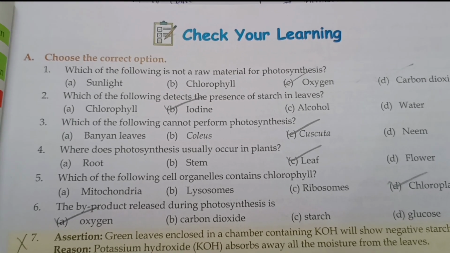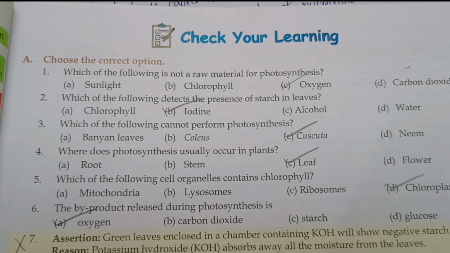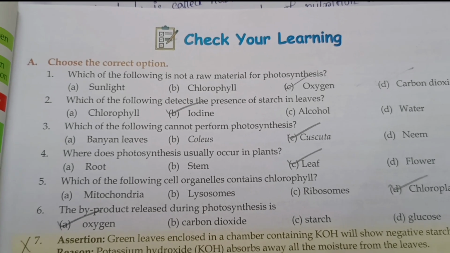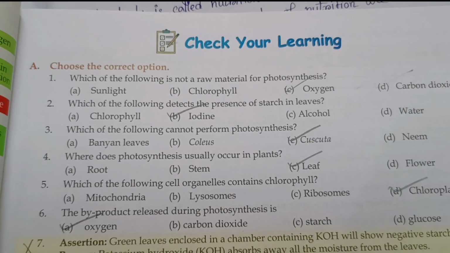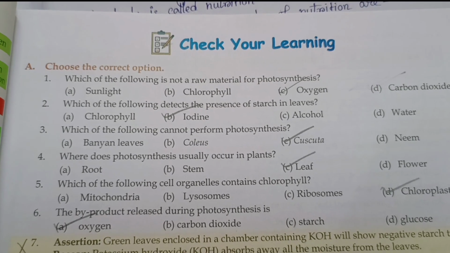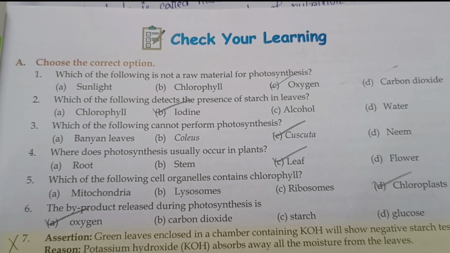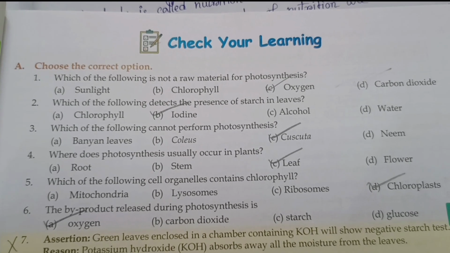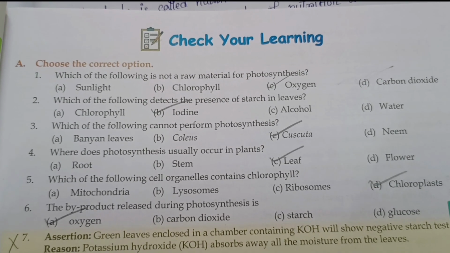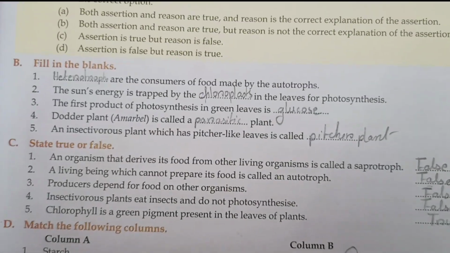Number 4, where does photosynthesis usually occur in plants? Answer is C, leaf. Number 5, which of the following cell organelles contains chlorophyll? Answer is D, chloroplast. Number 6, the byproduct released during photosynthesis is? Answer is A, oxygen. Next, number B, fill in the blanks.